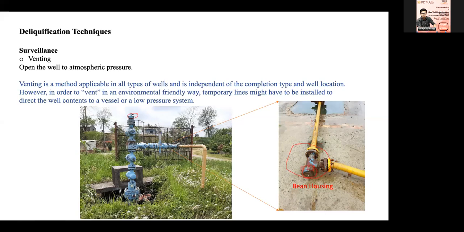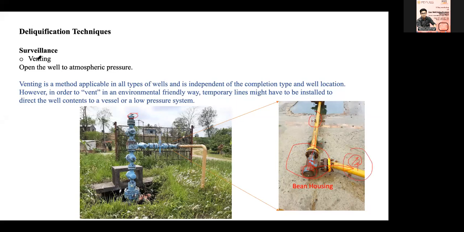Inside this, you are going to have a bean. So the fluid will flow through the bean. After the bean, you are going to get your fluid to the flow line, to the separator, or to the gas collection station, or the group gathering station. Okay, and you have this pressure. This will be your casing head pressure, and one pressure gauge will be there. So this will be your after bean pressure, ABP.